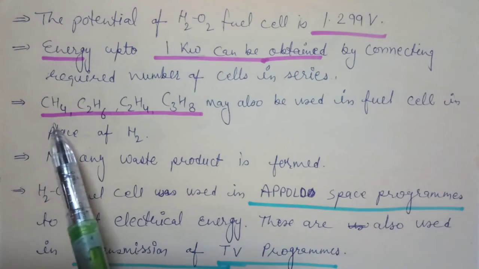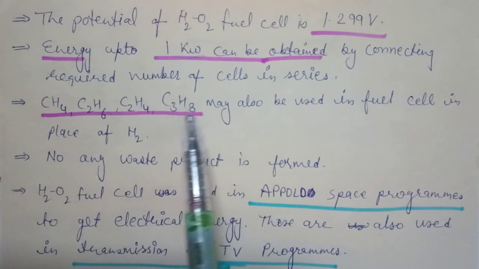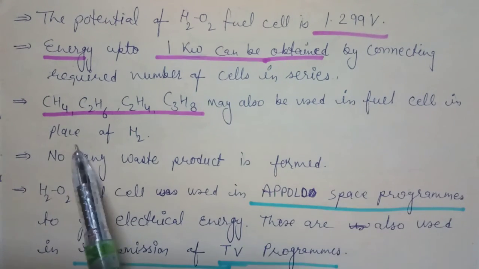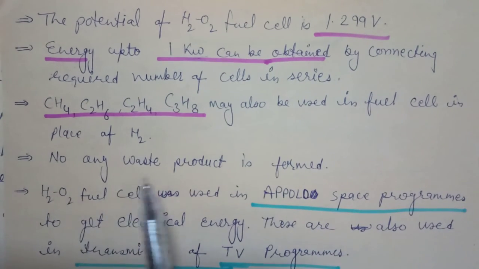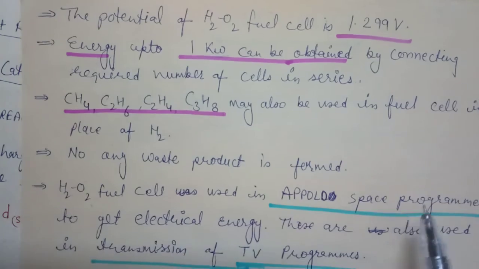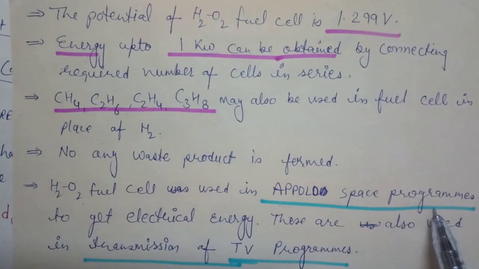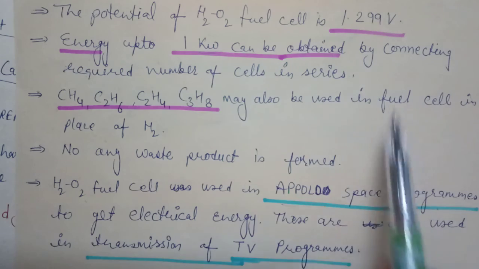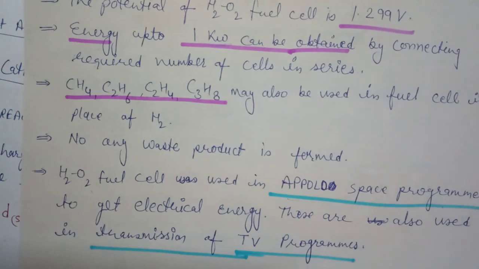CH4, C2H6, C2H4, C3H8: these smaller organic compounds can also be used in fuel cells in place of H2 gas. No waste product is formed in this cell. This fuel cell was used in the Apollo space program to get electrical energy, and these are very useful in the transmission of TV programs also. This is the importance of the H2-O2 fuel cell.